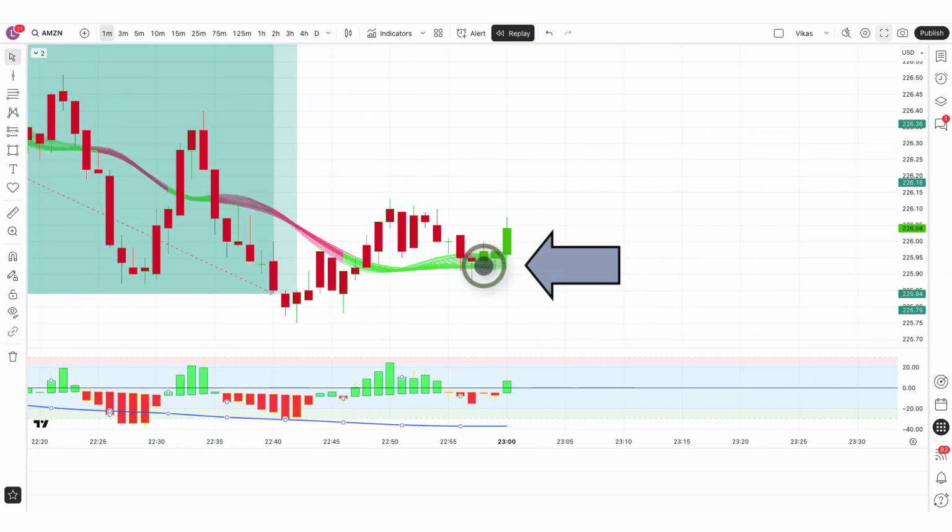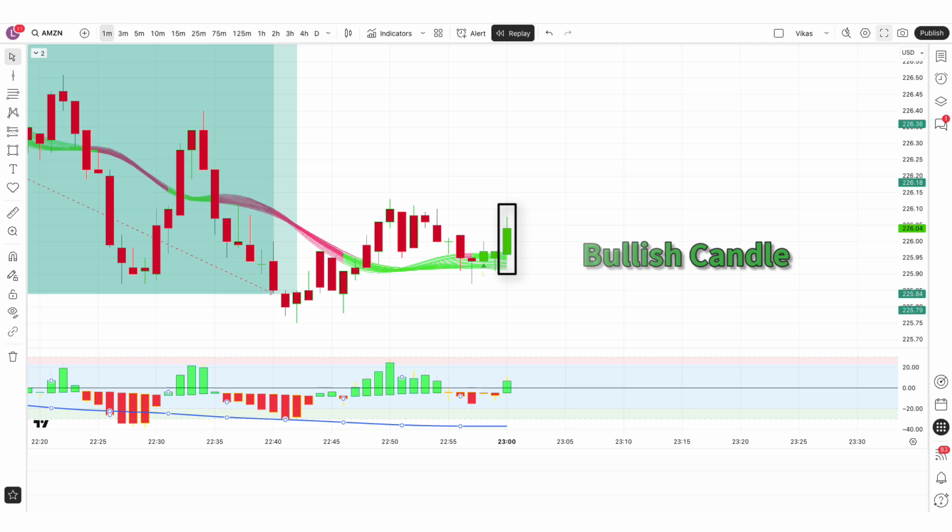Here the STD filtered indicator gives us a buy signal. Here the MA ribbon indicator shows green lines. Here the Heiken Ashi RSI indicator line is overbought, and the market forms a bullish candle.